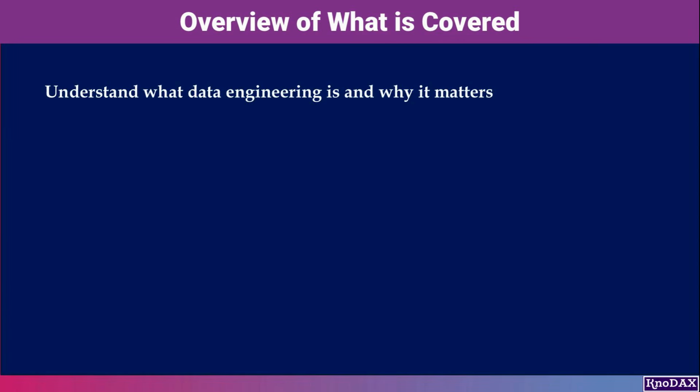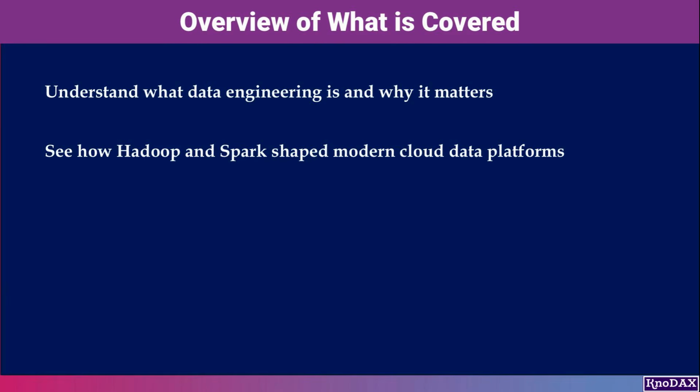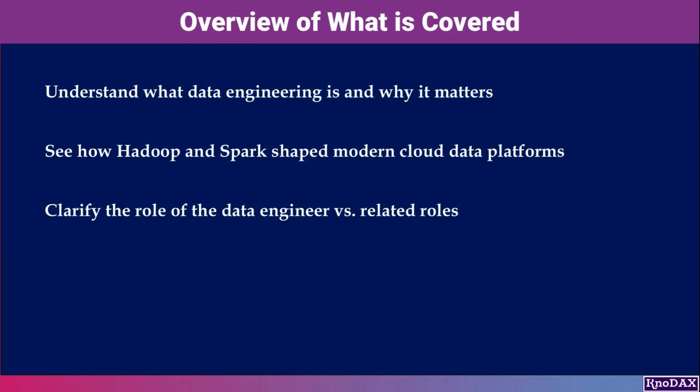Now that we've introduced the chapter, let's take a quick look at what we'll be covering in this section. First, we'll make sure you clearly understand what data engineering is and why it has become such an essential discipline in modern organizations. From there, we'll explore how foundational technologies like Hadoop and Spark shape today's cloud data platforms and influence the way we design large-scale systems. We'll also clarify the role of the data engineer and how it differs from and connects with related roles such as data analysts, data scientists, and DevOps engineers.